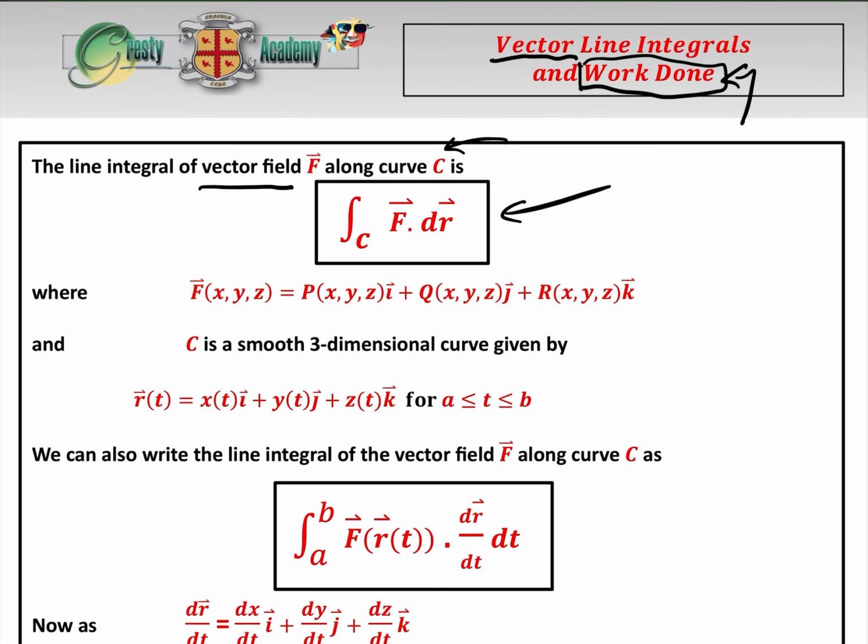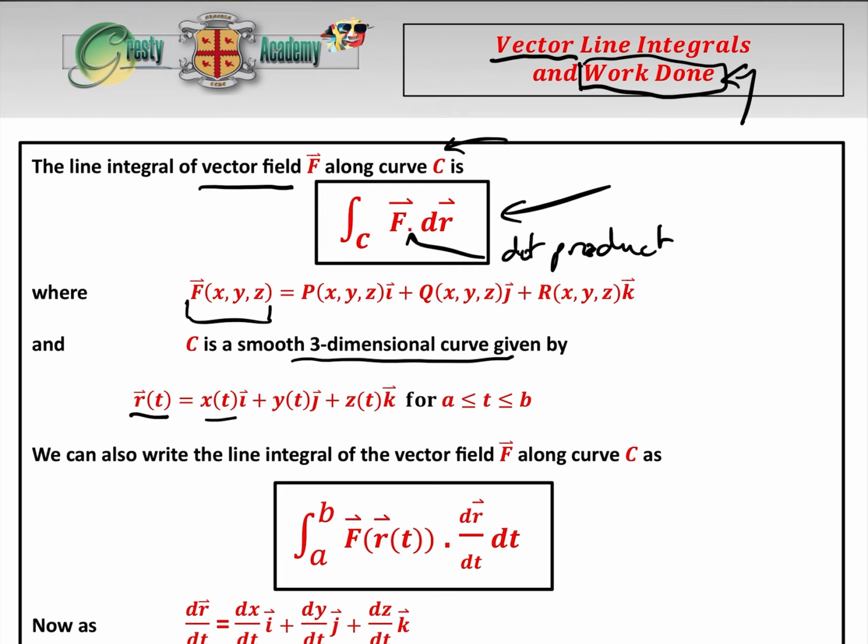Okay, so we've got the line integral of a vector field F over a curve C is the integral over C of F dot dr, that's the dot product of two vectors, where F of x, y and z is P(x,y,z) i, add Q(x,y,z) j, add R(x,y,z) k, and C is a smooth three-dimensional curve given by r of t vector is x of t i, add y of t j, add z of t k for t between a and b.